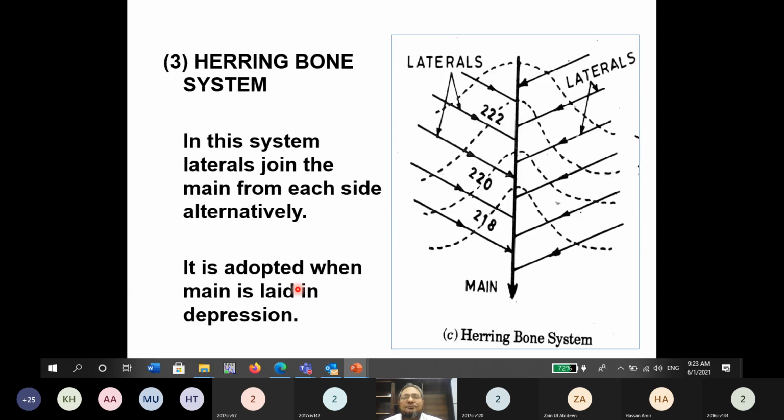Okay. The next is the herringbone system. Herringbone. In this system, laterals join the main from each side alternately. This is the main tile drain. And let's say this is one lateral, this is the second lateral from the other side, this is one lateral from this side, then this lateral. Alternately the laterals are from right and left, and this is called the herringbone system.